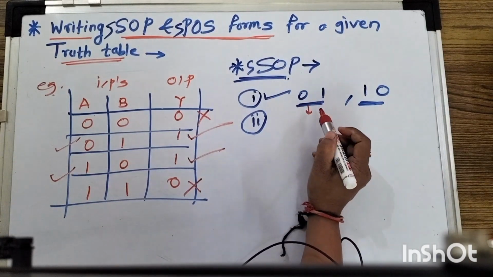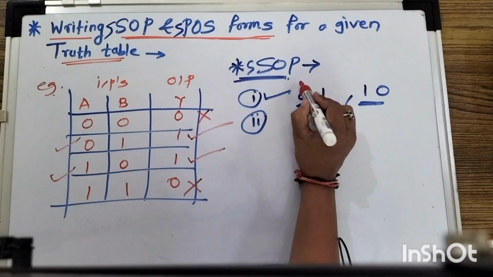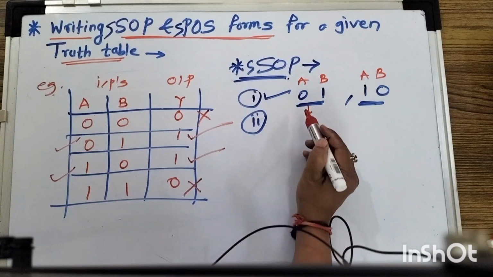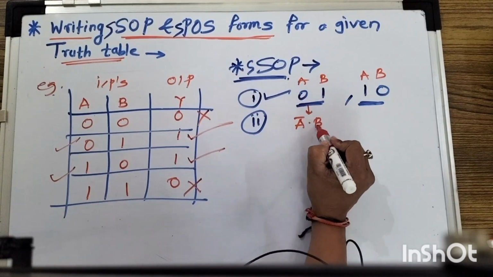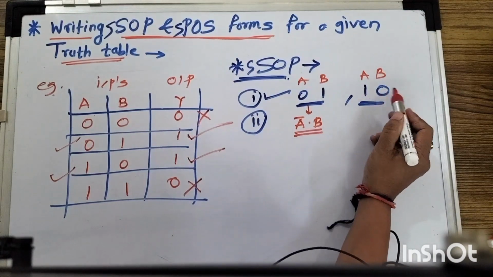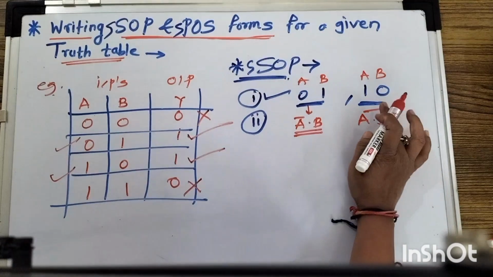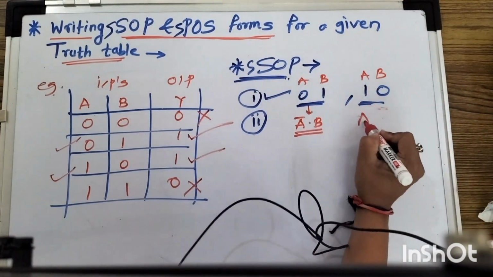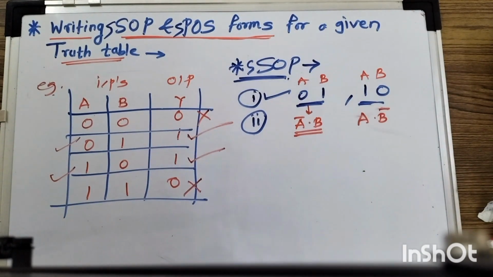As they have already given in the truth table, the inputs are A, B. So consider only A and B. Now we have to write the product term. So 0 means A bar, 1 means B. So this is our first product term. For the second term, 1 means A and 0 means B bar. So this is our second product term.